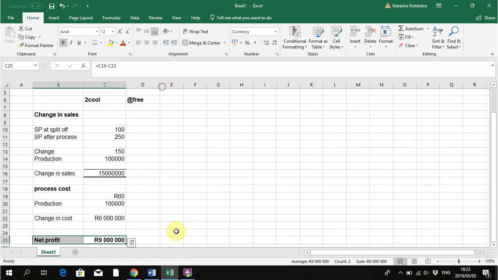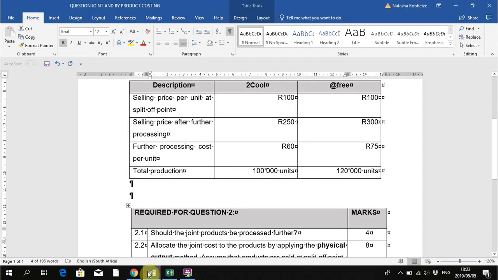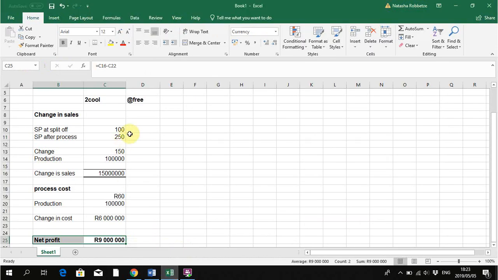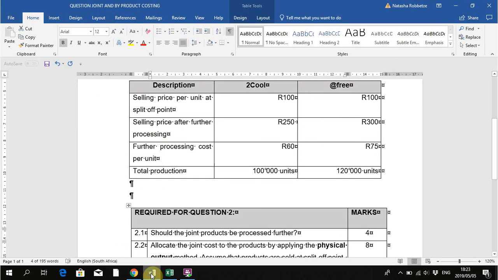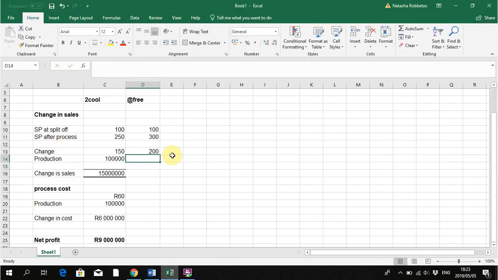Then we have At Free. What's going on with At Free? With At Free, we have a change as well. At split off, it's 100 Rand. If we process further, we can sell it for 300 Rand. So per unit, the selling price increases by 200 Rand. If I look at my production, it's 120,000 units. So now I can calculate my change in sales, and the change in sales is 24 million.